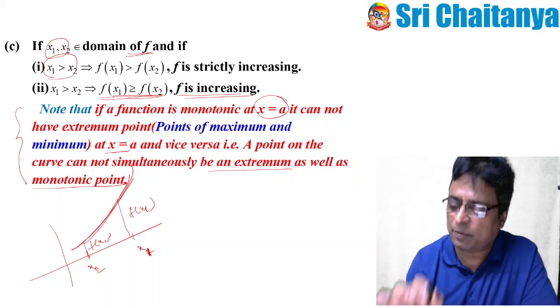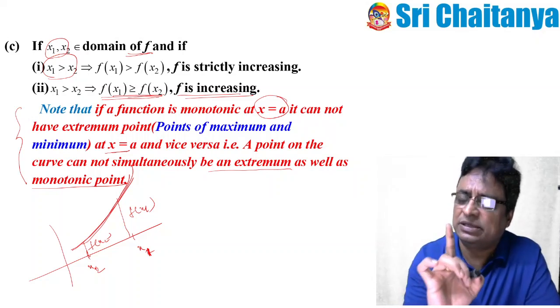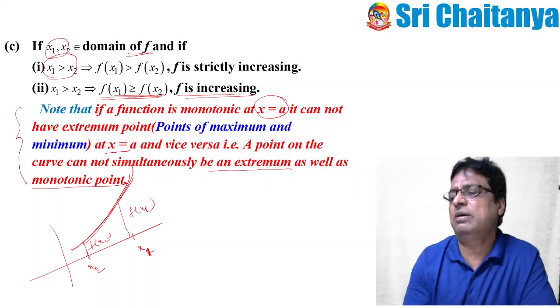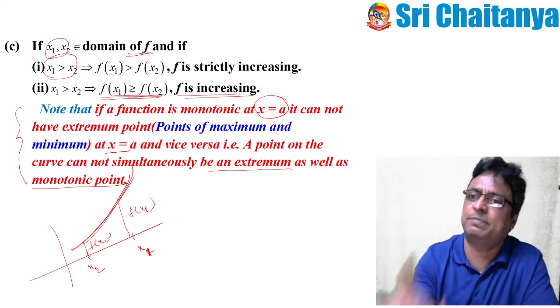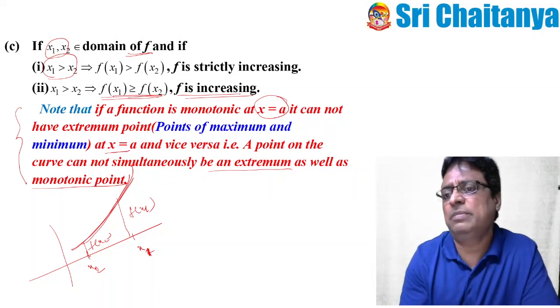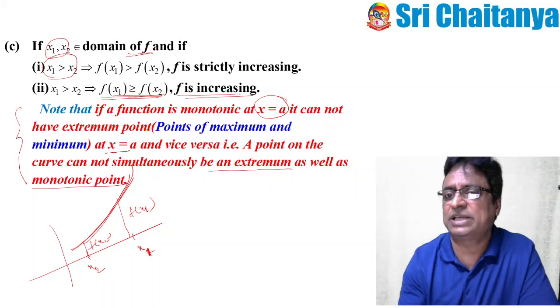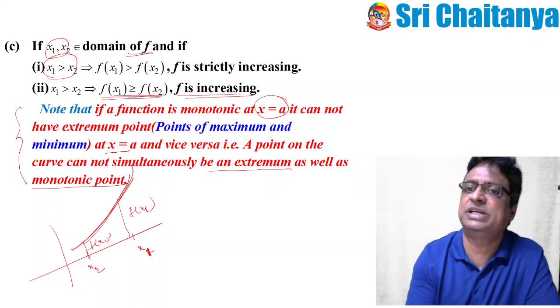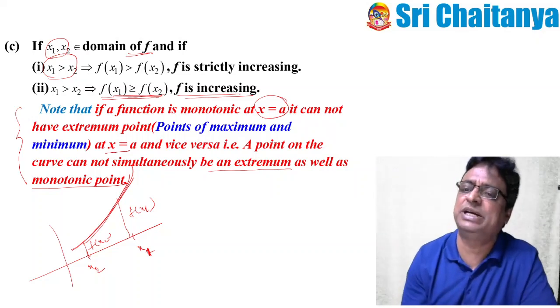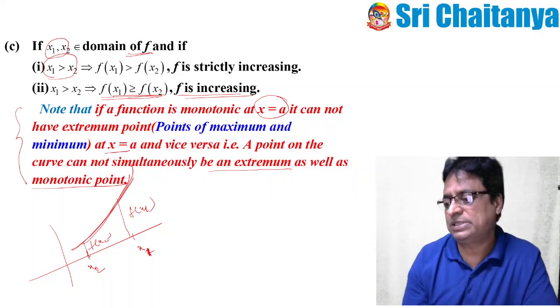So at a particular point on the curve, the point must be either an extremum or a maxima or minima of the function at that point. Clear? So all the maxima and minima points are the extremum points, but all extremum points need not be maxima and minima. That is the relation between extremum points and maxima minima points.